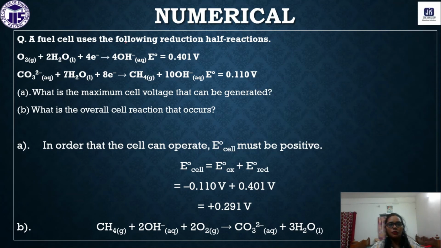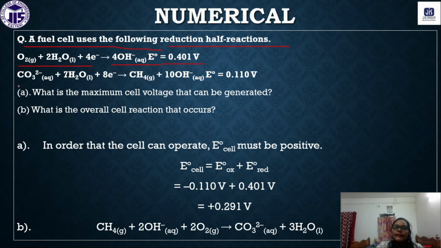Next question is, a fuel cell uses the following reduction half reactions. Reduction half reactions, that is oxygen plus water molecules and 4 electrons, and that will produce OH minus. For that the potential is 0.401 volt.